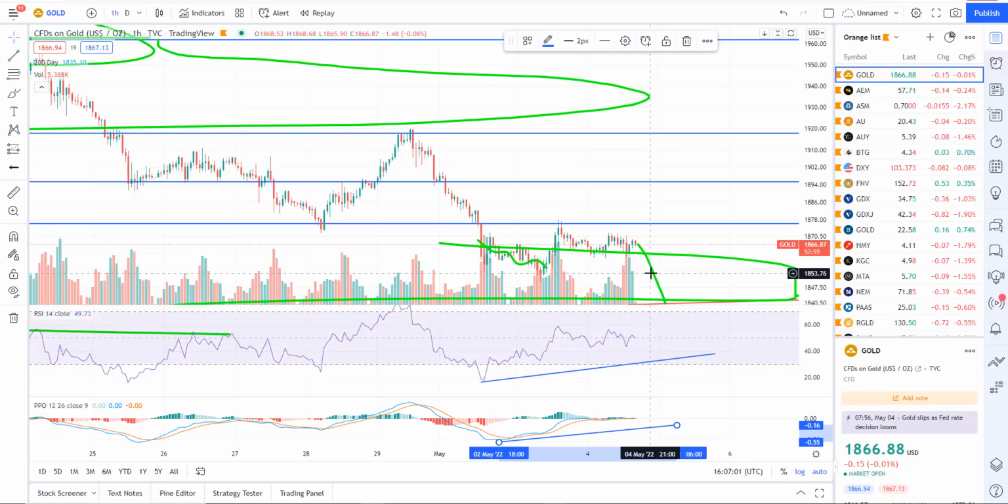New divergent low, double support. It's just the most objective area you can go long on. Doesn't mean it's going to be right, but it's very objective. It's low risk. So I'll be looking to add to gold positions down there, and we'll just see what happens after the Fed.